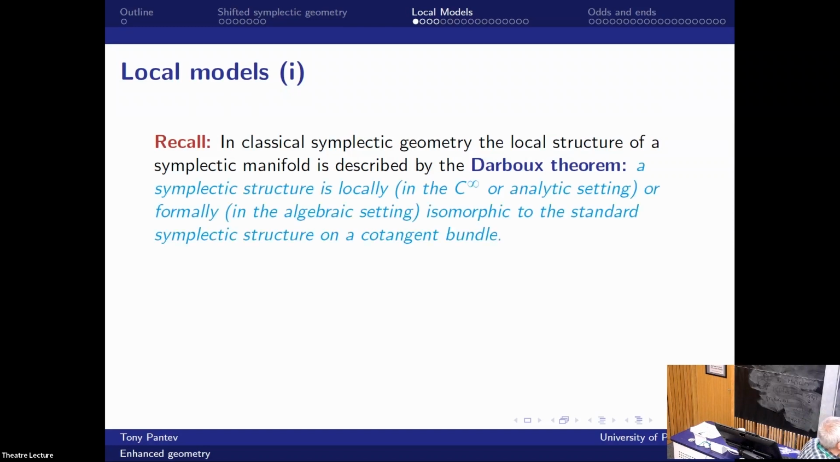So the Darboux theorem says that, say, in the C-infinity or in the analytic setting, or formally in the algebraic setting, any symplectic manifold near a Lagrangian is locally isomorphic to the cotangent bundle of that Lagrangian. That's the symplectic manifold. This doesn't quite work in this shifted symplectic geometry, but almost works.